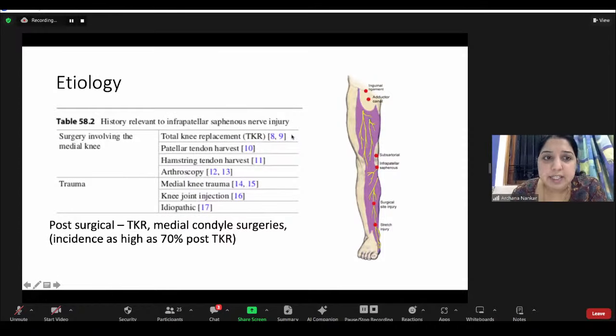Also, in cases of infrapatellar saphenous nerve injury, there can be post-TKR, patellar tendon harvest, hamstring tendon harvest, arthroscopy, medial knee trauma, knee joint injection, idiopathic again. So 70% post-TKR, the incidence is very high in post-TKR cases.